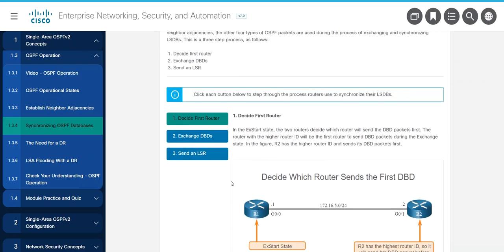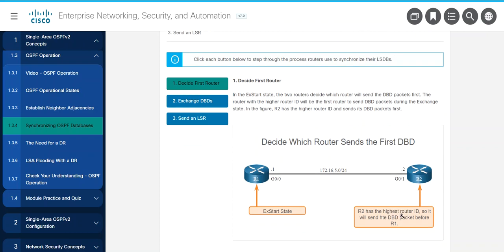So the first thing they do is decide who the first router is going to be. In that ExStart state, the 2 routers decide which router is going to send the database packets first. They determine that by using the highest router ID. So that's going to send the database description packets first during the exchange state. In this scenario, R2 had the higher router ID, so it chooses to send first.